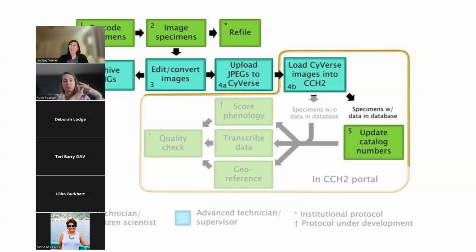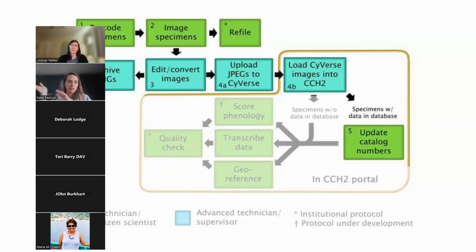Here's my catalog number. Here's all my data. So when they got loaded in, CCH2 created a brand new record for them that was extremely skeletal. It was just a catalog number and an image. No problem. You can just transcribe those right away.